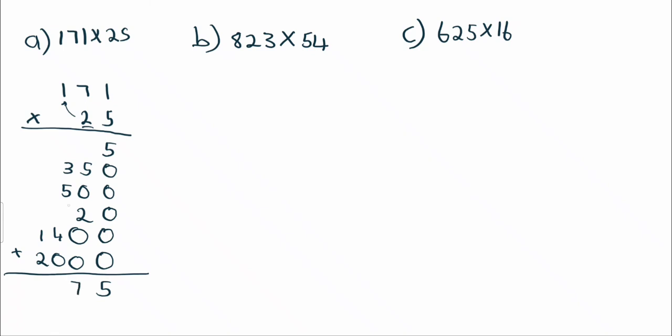3 plus 5 is 8. 8 plus 4 is 12. So write down the 2, carry the 1. 1 plus 1 is 2, plus 2, 4. Final answer, 4,275. Now we can move on to our next question.